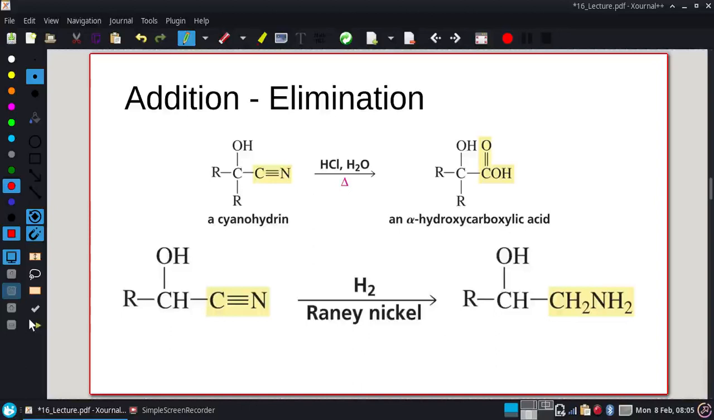Also, if I treat that cyanide group with hydrogen with a catalyst, I'll turn that into an amine with no interference from the alcohol whatsoever. So the cyanide behaves just like a CN should, and that OH, even in that alpha position, has no effect on us.